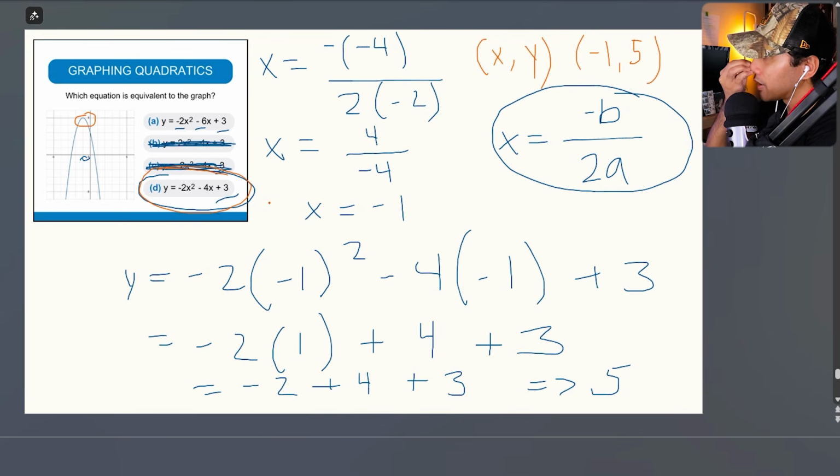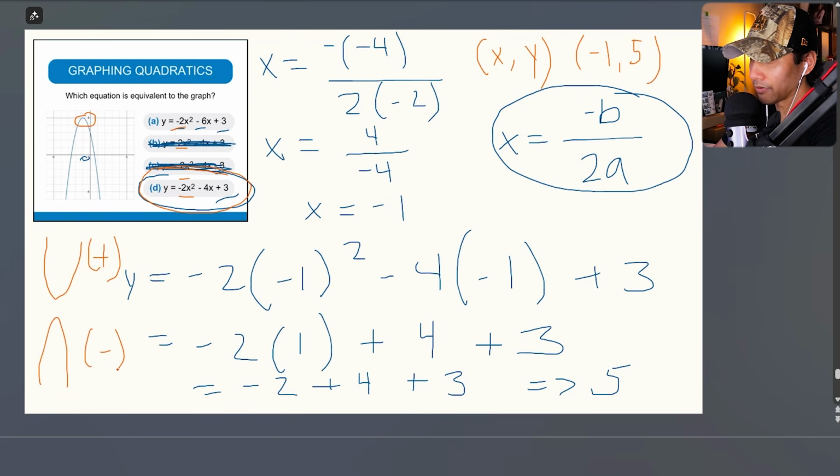So what I did here was, let's check if the parabola opens up as a U or an upside down U, right? If it opens up like this, it's positive. The coefficient is positive. That's what I'm looking at. If it opens up like this, it's negative.